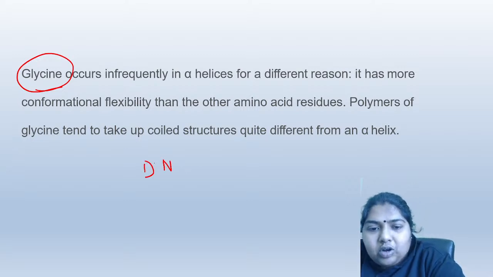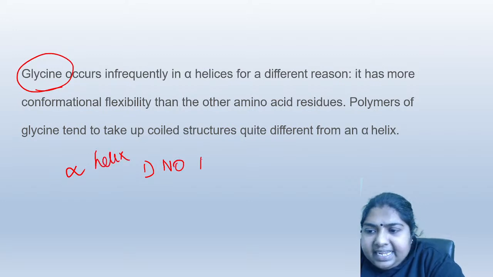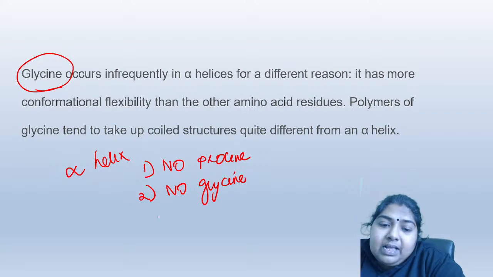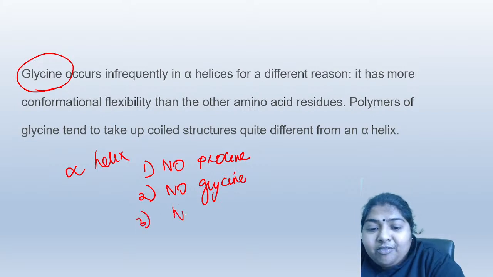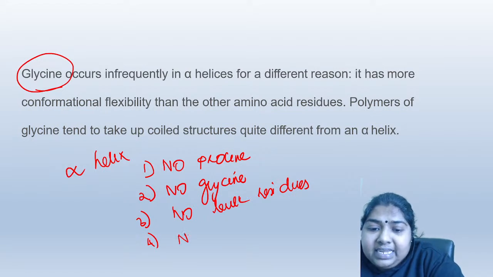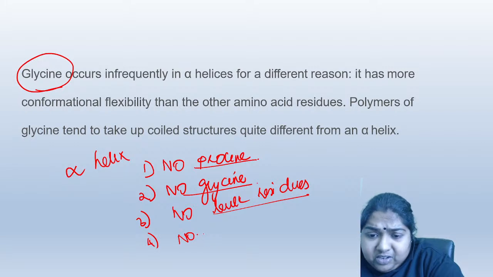Number one, if you want to make a good alpha helix, there should not be any proline. There should not be any glycine. No proline, no glycine. Apart from that, it should not have any bulky residues. Bulky residues should not be present at all. And then what else should they not have? They should not have any bulky residues, no glycine, no proline, and then what other things?